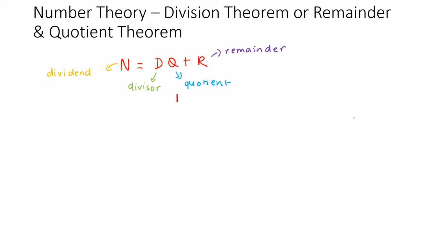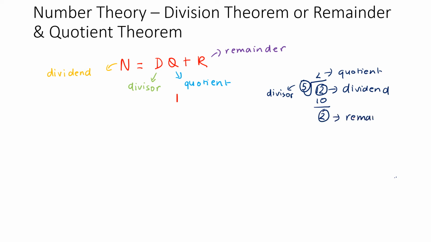Before I explain what this theorem is, I want to just make sure everyone knows where all of these stand. So if I do 12 divided by 5, so that goes 2, 10, and 2. This is our divisor. This is our quotient. The 12 here is our dividend. And then lastly, the 2 here is our remainder.